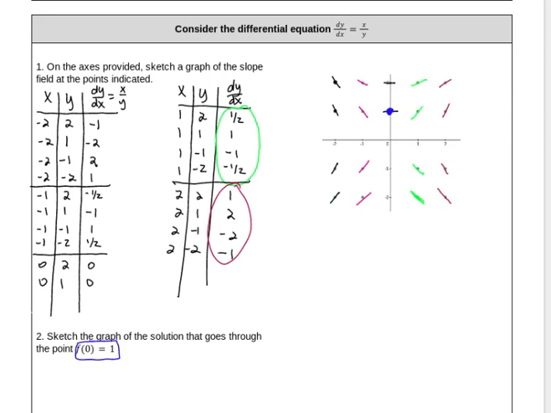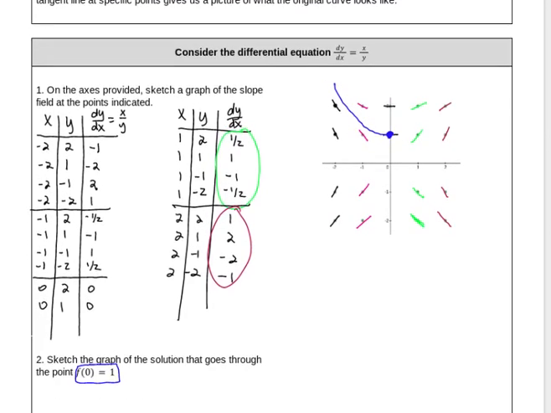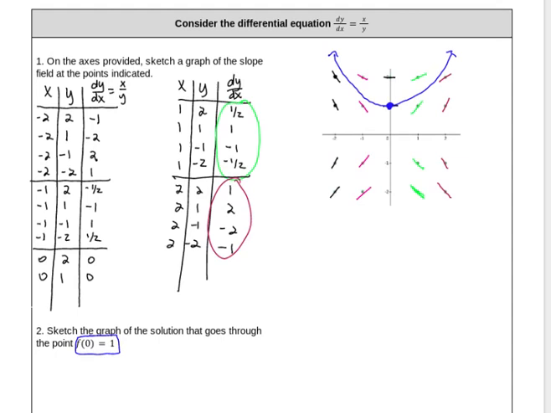So we're going to just start at the point 0, 1 and sketch something that follows the slopes that we drew. It doesn't need to be exact, but we can see it's going to be something along those lines. So this portion of it kind of looks like a parabola. Our graph would look different if we had a different point that we were trying to go through. So it depends on the point that we're looking at and what the slope field actually looks like, but here's an idea of what it could look like.